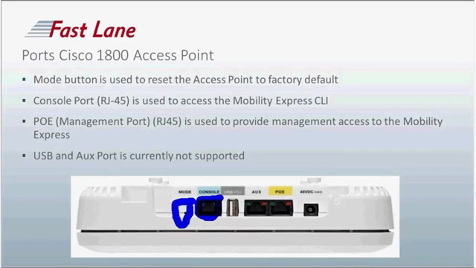The other nice thing about console is that you can go under the bonnet. So anyone that's used to using the command line on your wireless LAN controller, like your 2500, you still have that available to you in your 1800. In fact, you can SSH or Telnet to it once it's been configured. The USB is not currently supported. You've got power over Ethernet. Fair enough.